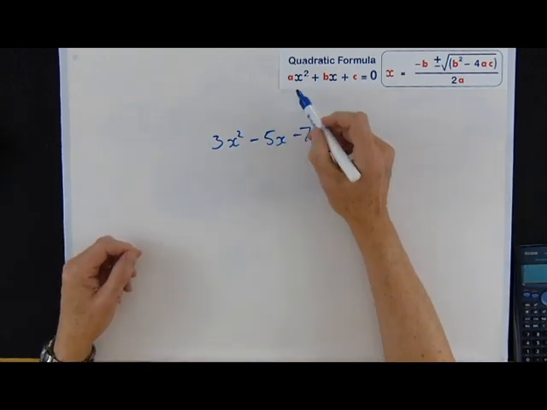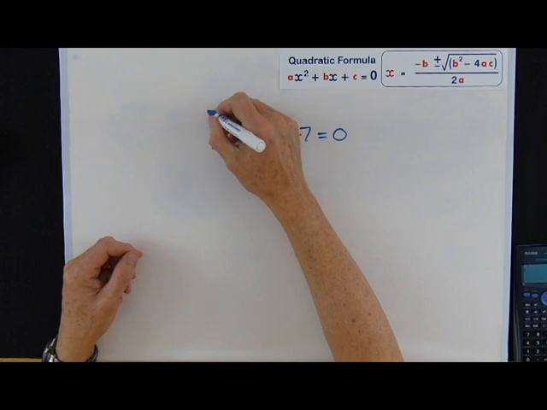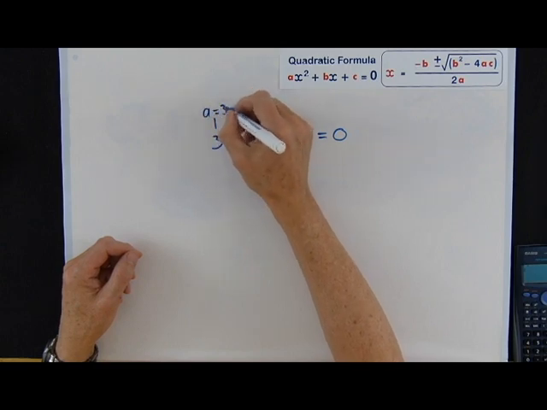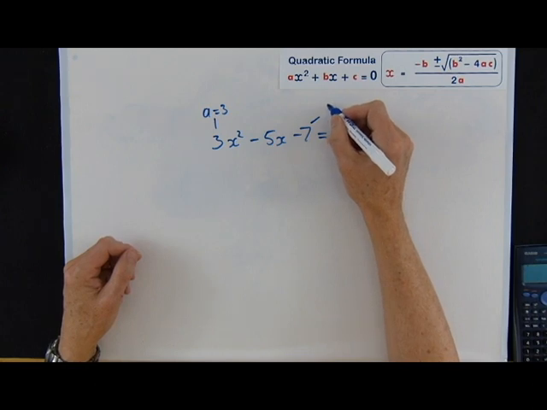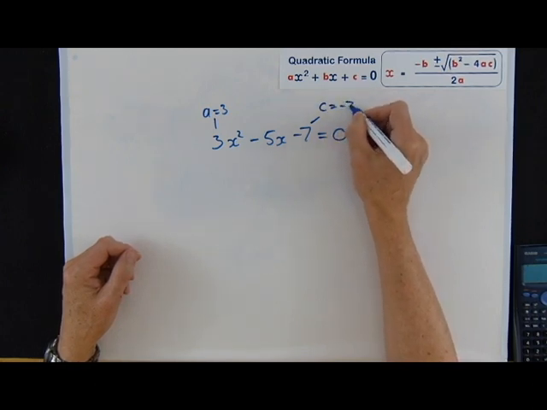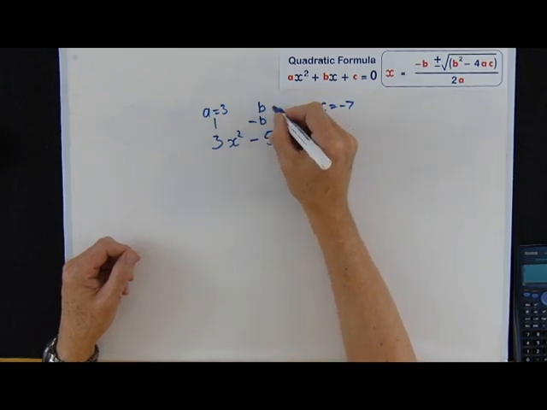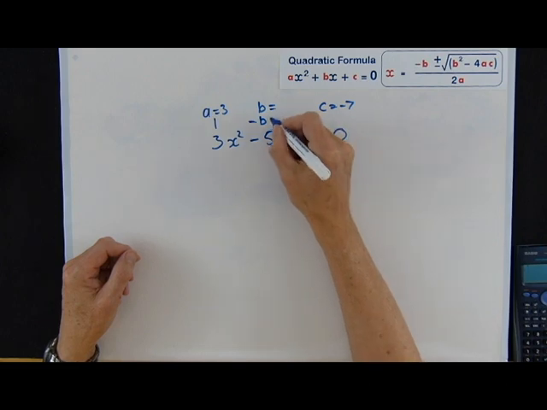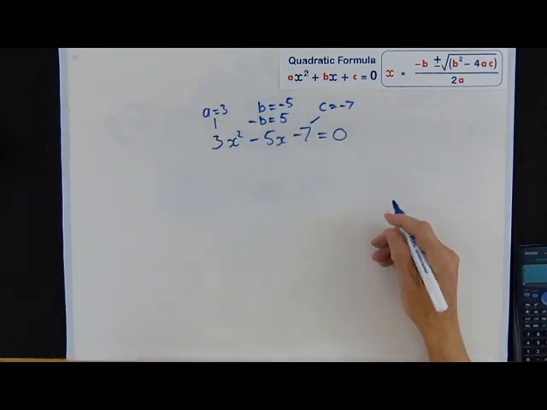First of all, to identify the A's, the B's and the C's, you can see here that A equals 3. Always actually do this bit as well. It makes it a lot easier to understand and to check. We get C equals minus 7. Now I advise to put both B and minus B. It makes it easier later on. So B is minus 5, so minus B is 5.